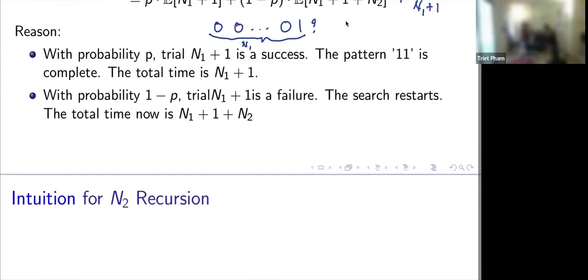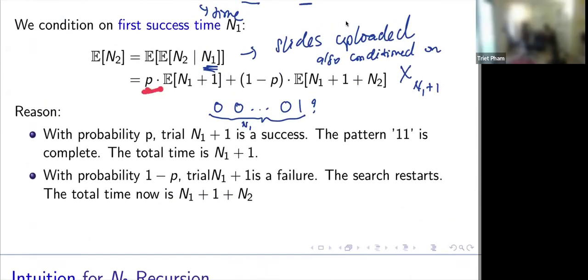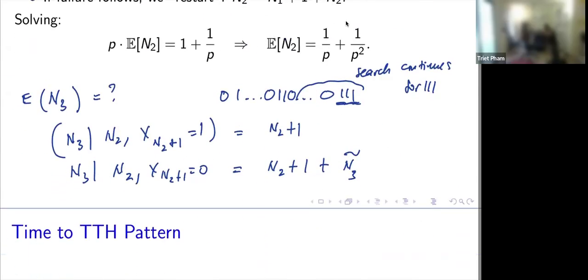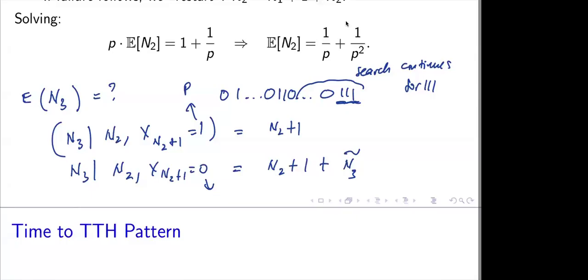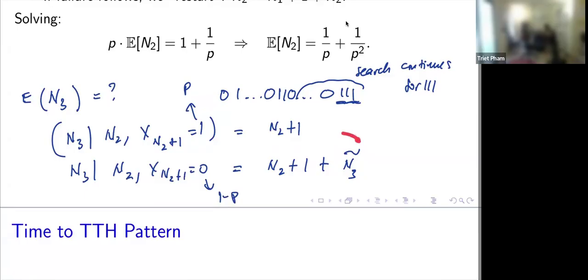Yeah, that's why I think this writing is okay, but it bypasses some information. It is okay, but that's right. The P and 1 minus P exactly hit on this 1 and this 0. Okay. All right. And then if you solve for it, etc.